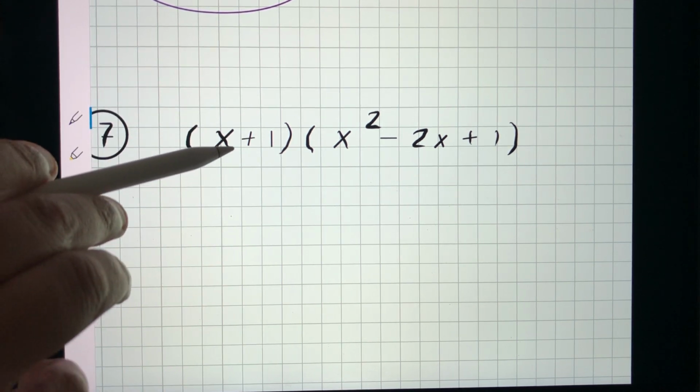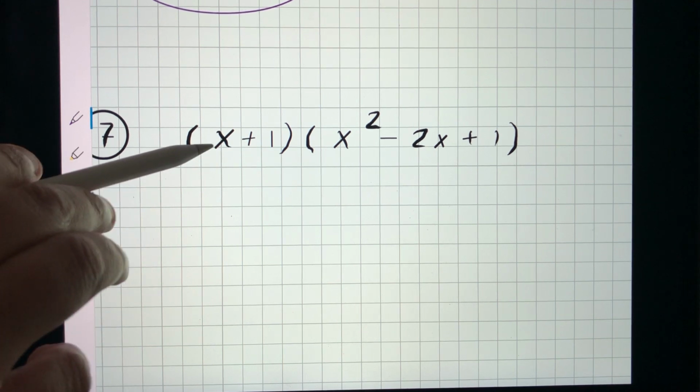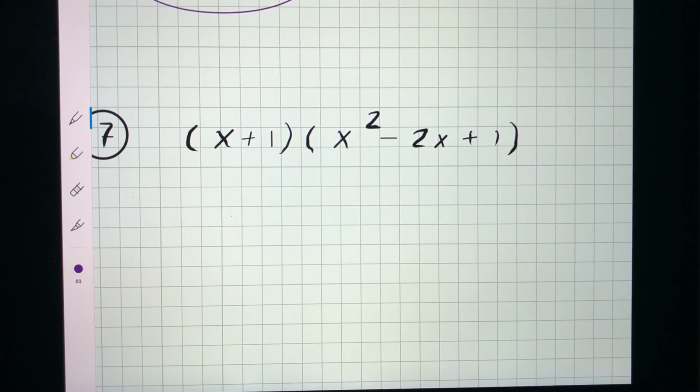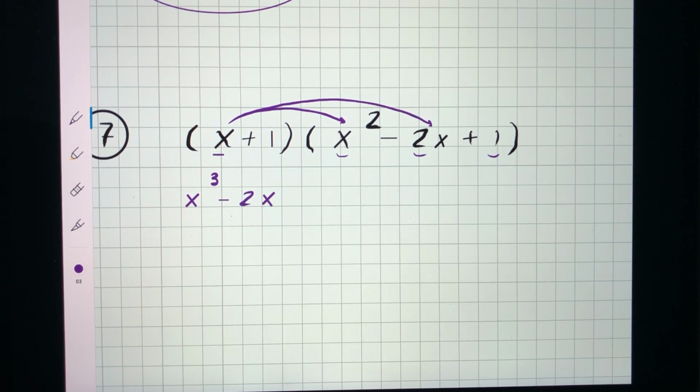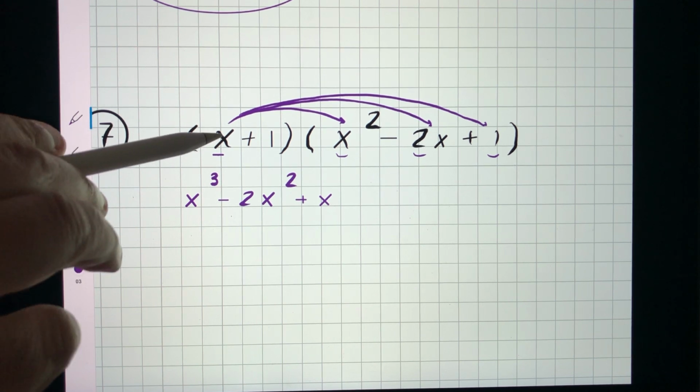So we will be multiplying the first two terms by the last three. And the way we do it is exactly the same we did in the previous example. We start with the first term and we're multiplying this x by every term in this second set of parentheses. So x times x squared will be x cubed. X times negative 2x will become negative 2x squared. X times plus 1 will be just regular x. And that finishes the first term.